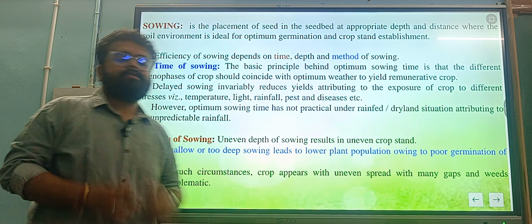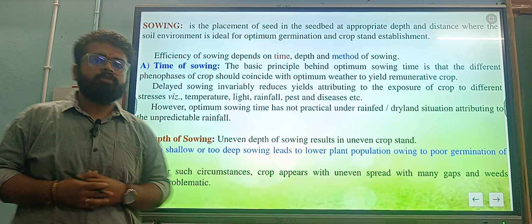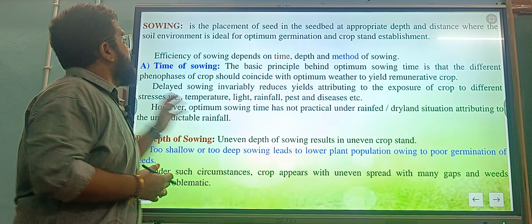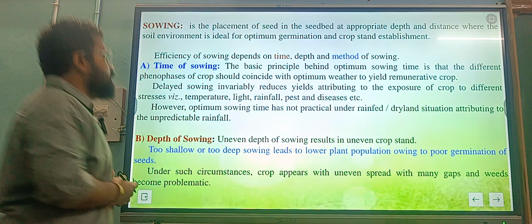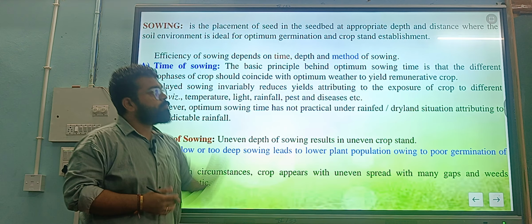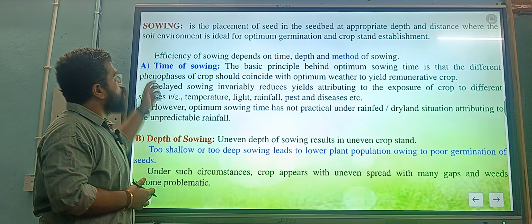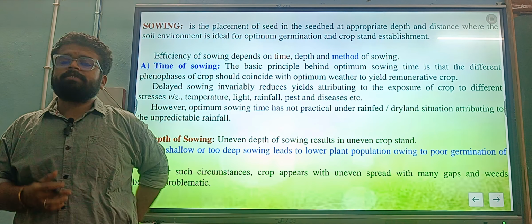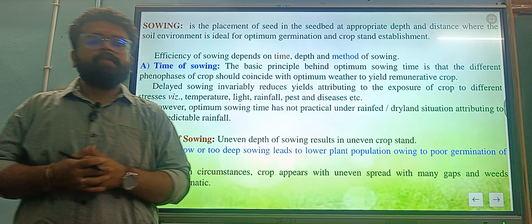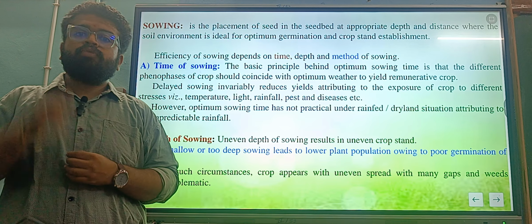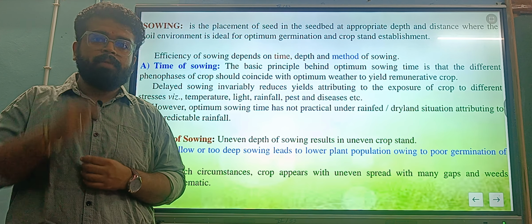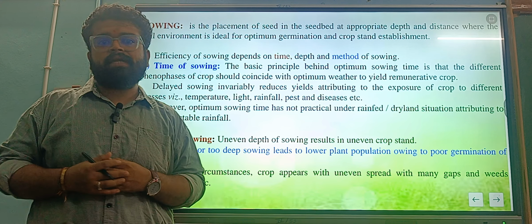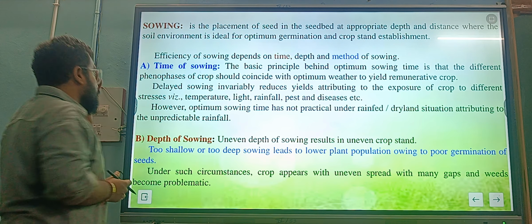We'll start our lecture 6 of the fundamental course with sowing and methods of sowing. What is sowing? Placement of seed in the seed bed at appropriate depth and distance where the soil environment is ideal for optimum germination and crop stand establishment. We call it sowing, where we have to place the seed at an optimum depth and optimum distance in order to get proper germination and a good crop stand.